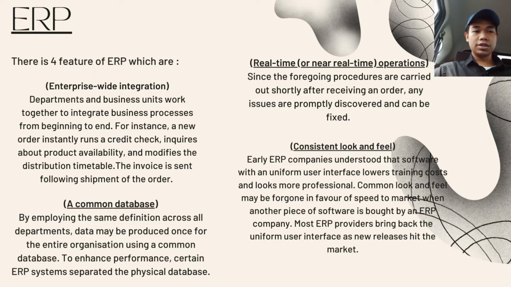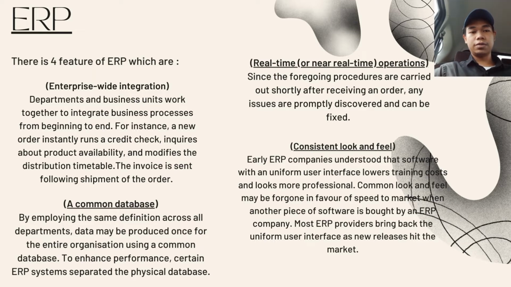The second one is real-time or near real-time operation. Since the foregoing procedures are carried out shortly after receiving an order, any issues are promptly discovered and can be fixed. And the third one is a common database. By employing the same definitions across all departments, data may be produced once for an entire organization using a common database. To enhance performance, certain ERP systems separate the physical database.